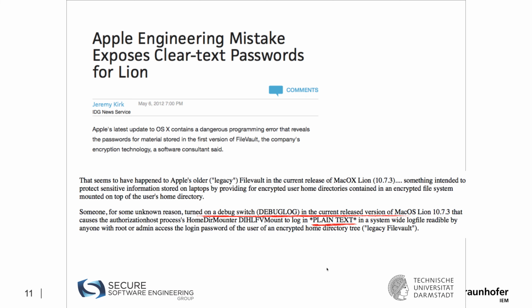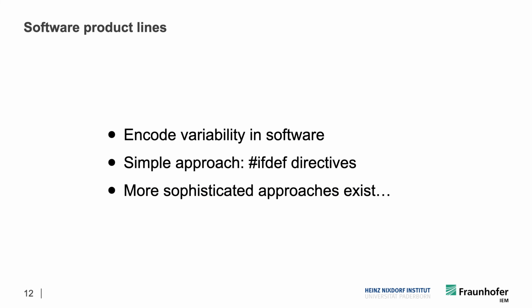So the point is that in software product lines, you encode certain variability in software. There are certain simple approaches, such as ifdef directives, for instance, that I will also be showing you on the next few slides. But there can also be even more sophisticated approaches than that. But the point is, all these different configurations induce a number of different software variants. And traditionally, you would have to analyze all of these.